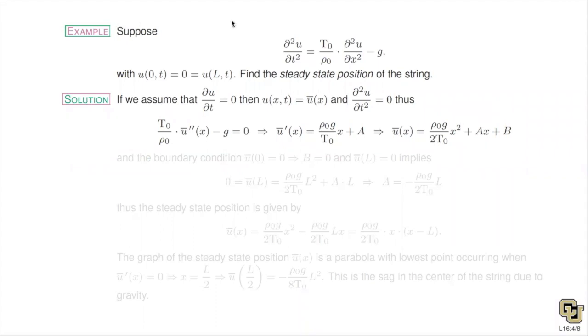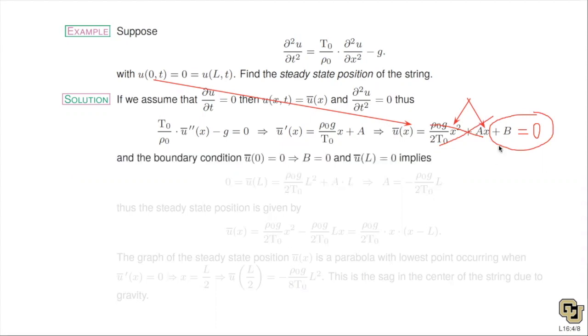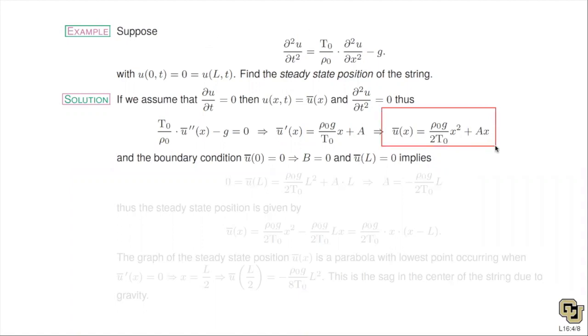If we let x equal 0, so for this first boundary condition, we're going to let x equal 0. So this term and this term completely zero out. So here, these terms are gone. And we're setting this whole thing equal to 0. So we get b equals 0. So that's what I have here. So if you go back to the solution, this term at the end is no longer here. U bar of x now just looks like rho naught times g over 2 T sub 0 times x squared plus ax.